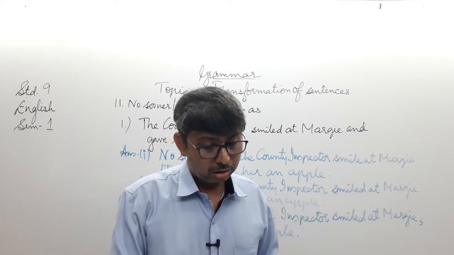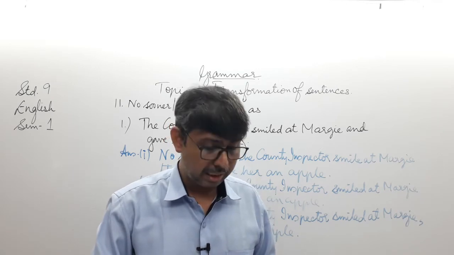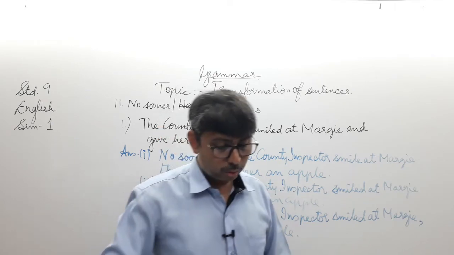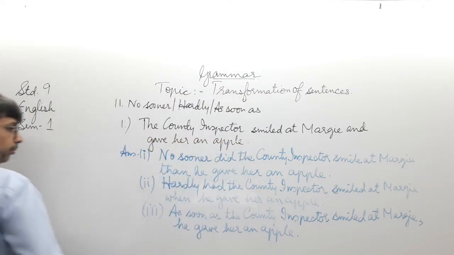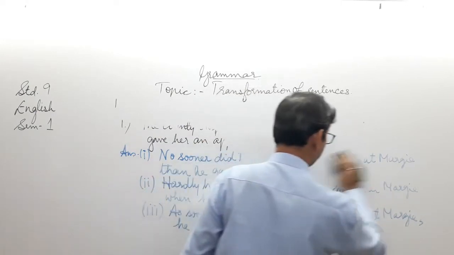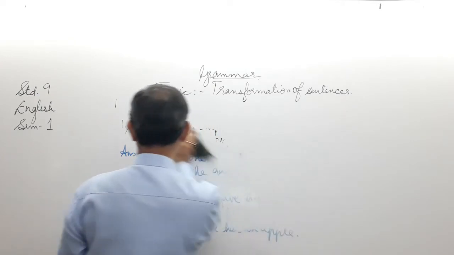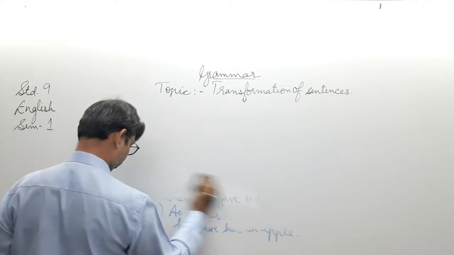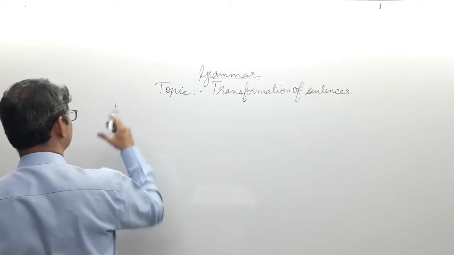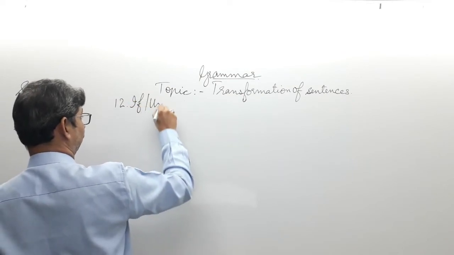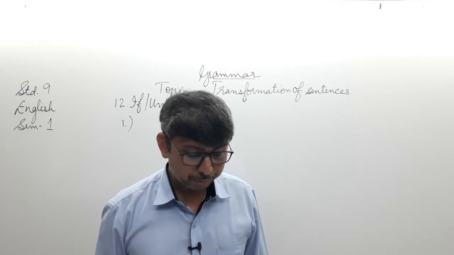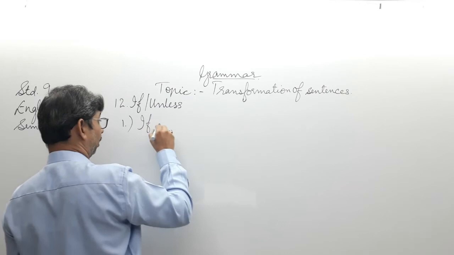Well, next we will see the sentence transformation by using if and unless. So two conditional words, if and unless. You learned about conditional clauses in the last class, standard 8, and in 7 as well. So let's take the next one, if and unless. First one, if you don't like it, you don't have to read the book. A textual sentence.